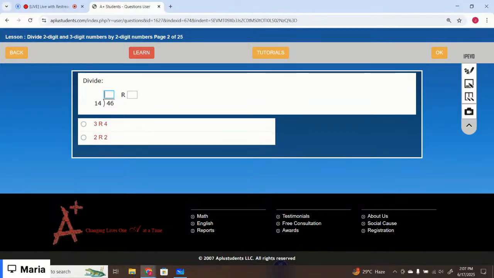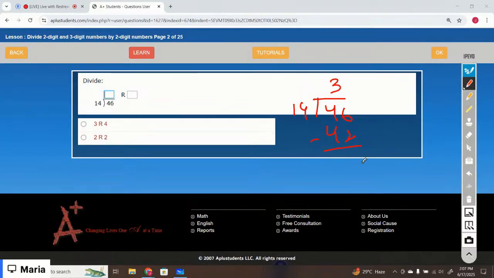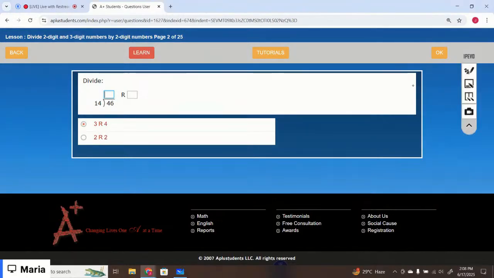Next, 46 divided by 14. So let's just divide, right? We can go for 14 times 3, that is 42, 46 minus 42 is 4. So the answer is 3 and the remainder is 4. That is 3 R 4. Option number 1 is the correct option.